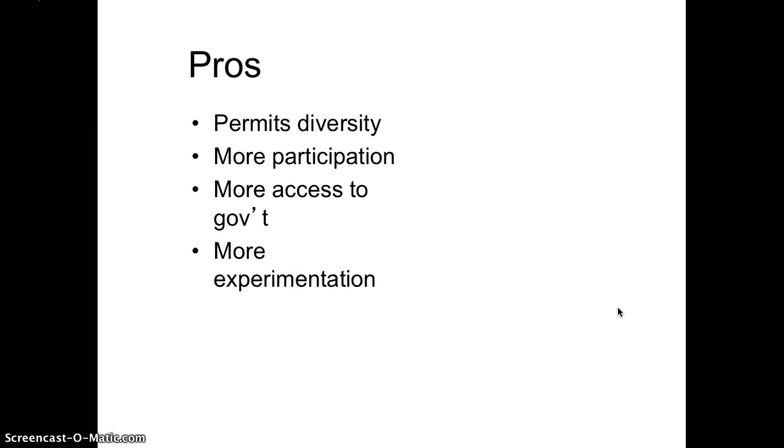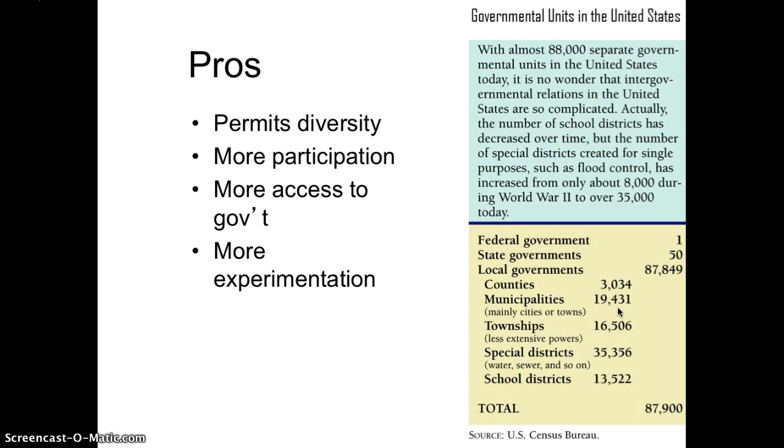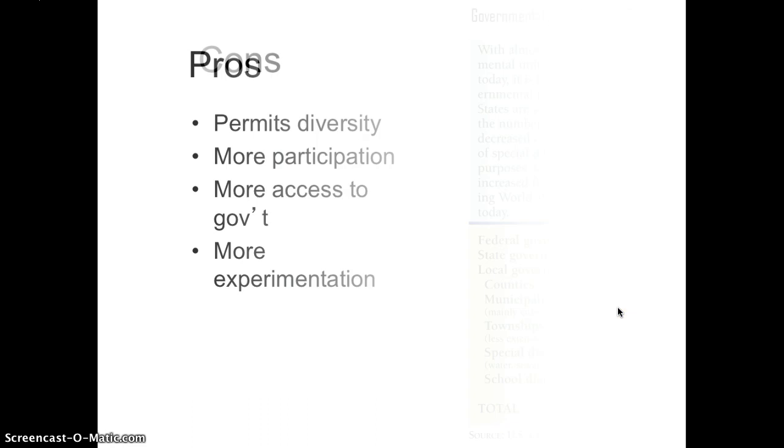And also more experimentation. Every state can kind of decide different laws and different rules and compare themselves to other states and see what types of laws work the best. And this is just a chart that shows how many governments we have in the United States. You can see that we have, of course, the one federal government. We have the 50 states. And if you look, there are over 87,000 types of local governments around the country.